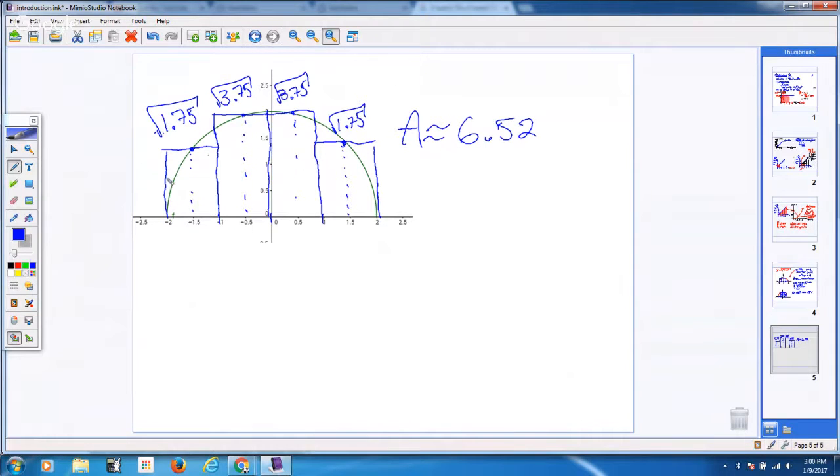We can improve the area. Again, we get a little extra area there. We miss some area there, a little extra, we miss some. So I'm guessing this is an overestimate. It's greater than the actual area.